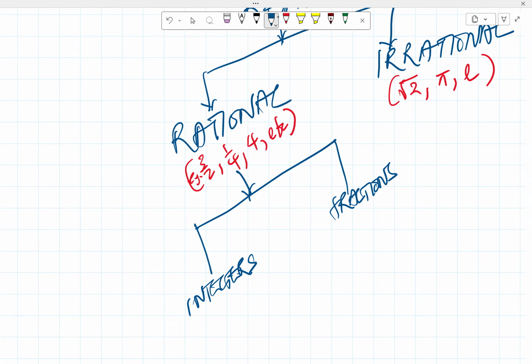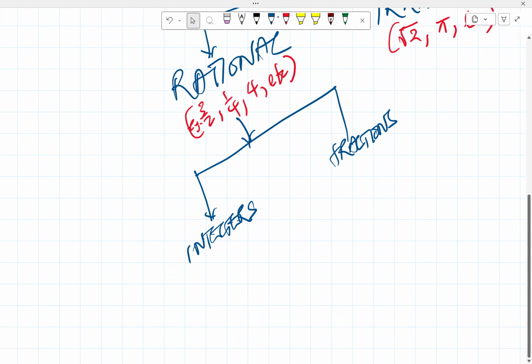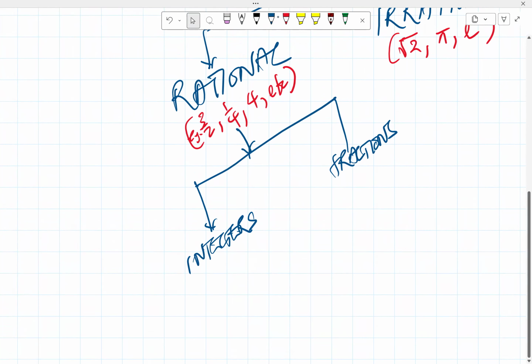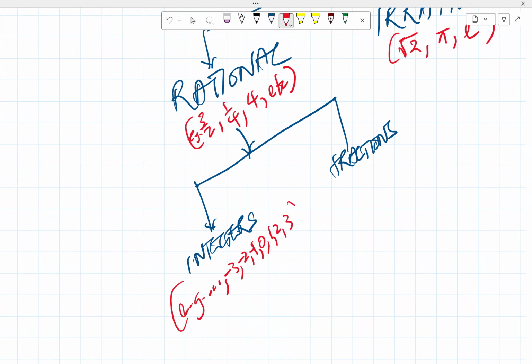Okay. So for integers now, integers are whole numbers, either positive or negative. So in this case you have, for example, all the integers: -3, continuing to the left, starting from the left: -3, -2, -1, 0, 1, 2, 3. These are all integers.